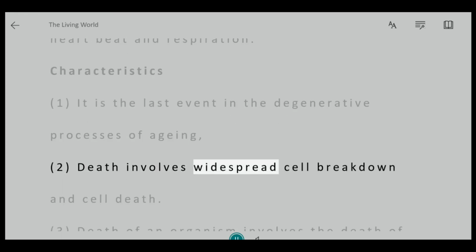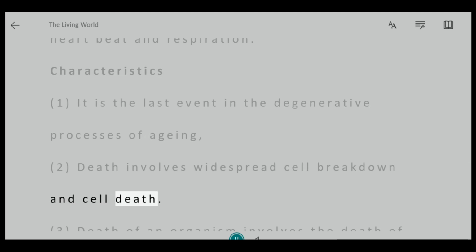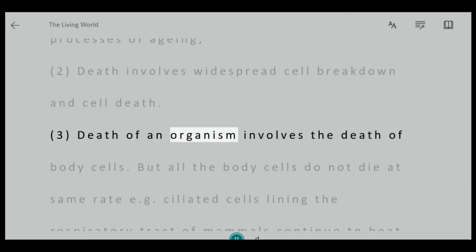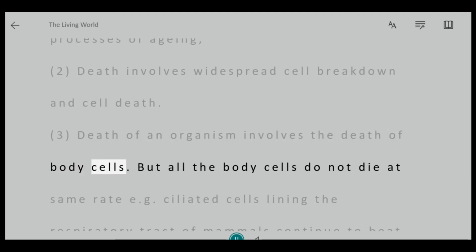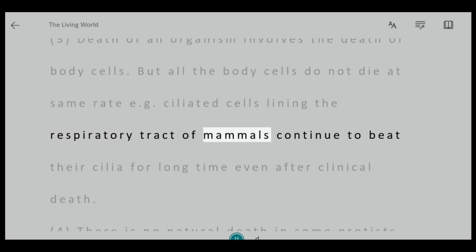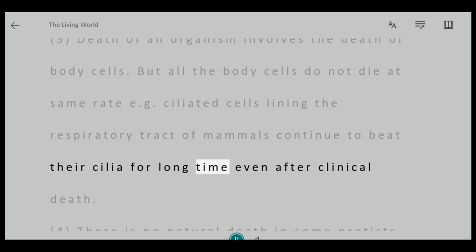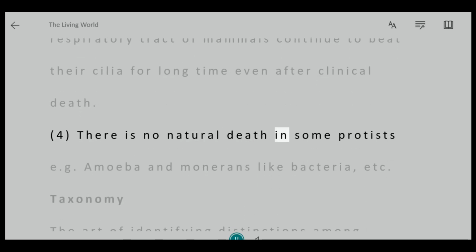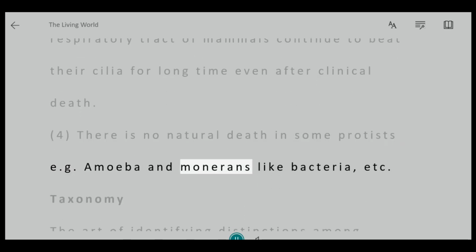2. Death involves widespread cell breakdown and cell death. 3. Death of an organism involves the death of body cells. But all the body cells do not die at same rate, e.g. ciliated cells lining the respiratory tract of mammals continue to beat their cilia for a long time even after clinical death. 4. There is no natural death in some protists, e.g. amoeba and monerans like bacteria, etc.